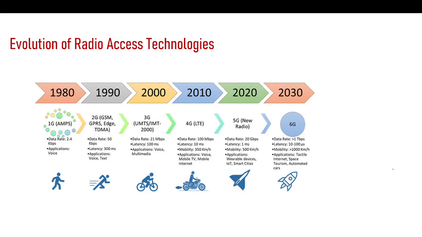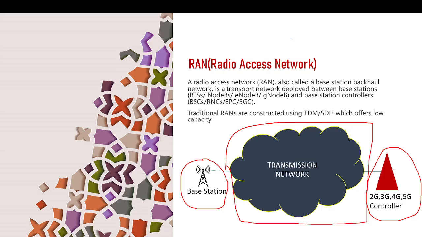But when you evolve into the newer access technologies, you have higher requirements in terms of capacity, latency, mobility, and even the applications. So one main disadvantage of these traditional RANs was the capacity that they were offering. Maybe you could just have an E1 doing, I don't know, 2.5 megabits or something like that, so they are limited in terms of capacity.